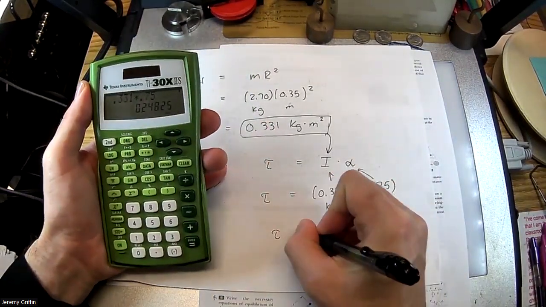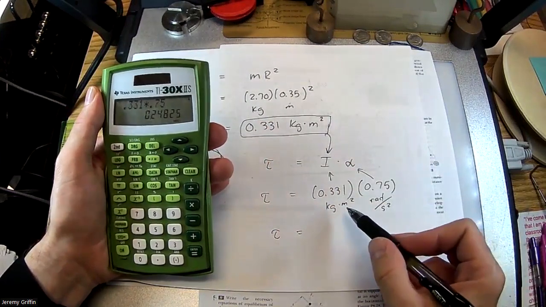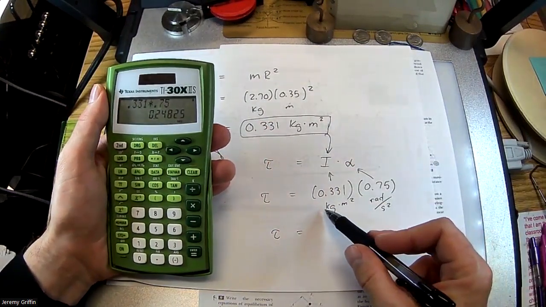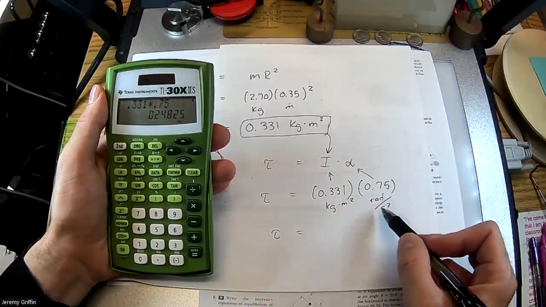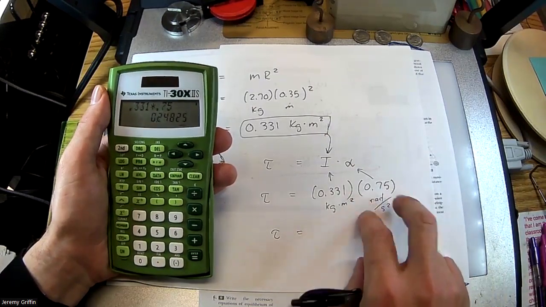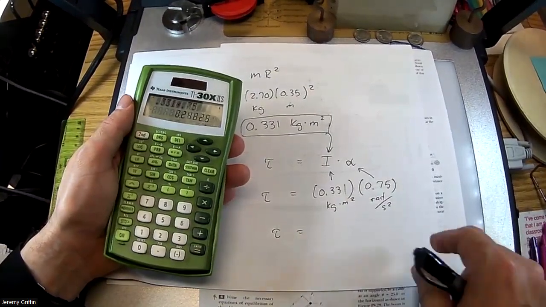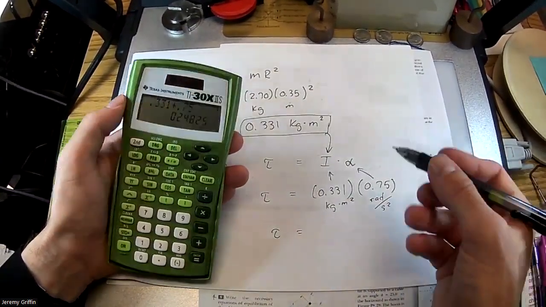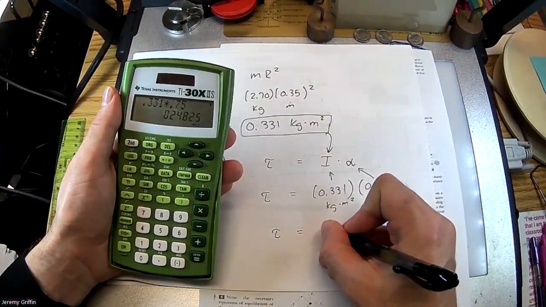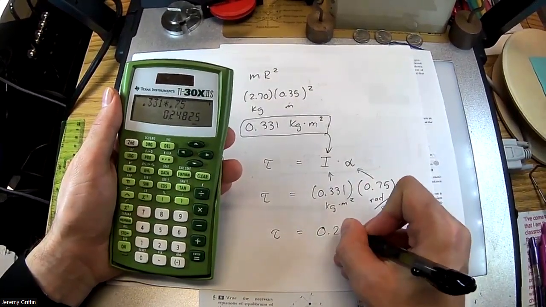All right, so the torque is, right, now, I got kilograms, I got meters squared per second squared. The radians, remember, kind of in a way disappear. Anyway, it's going to be 0.248.